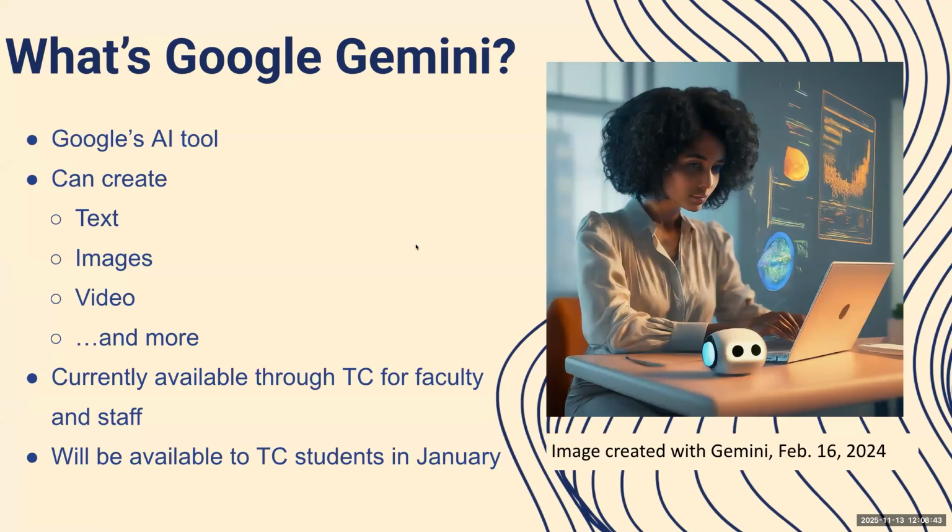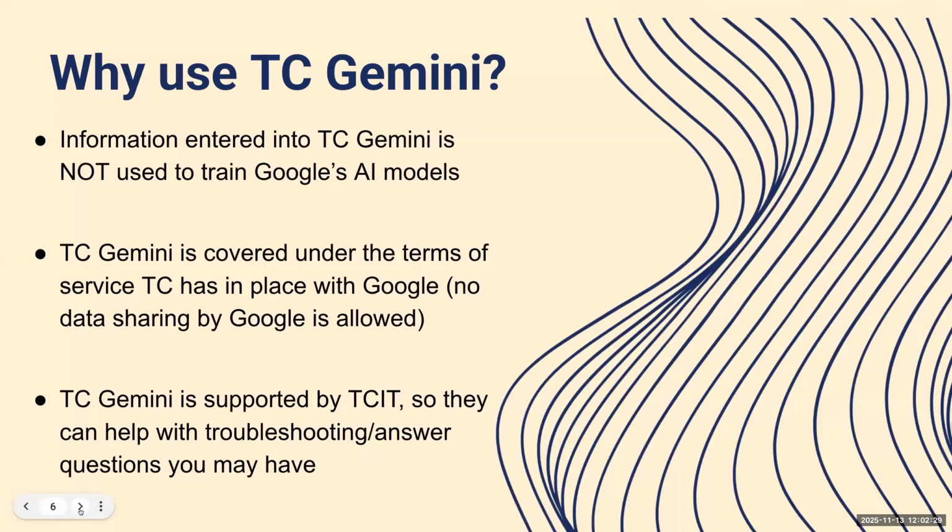What's Google Gemini? That's Google's AI tool. So it's like ChatGPT, Claude, others that you have probably been using or heard about. You can use it to create text, images, video, and data analysis and more. Right now, if you use your TC account and you're a faculty member or a staff member, you have access to TC's Google Gemini. In January, students will be able to have access to it as well. You could also use Gemini with a personal Gmail account, or you can access it through your TC account.